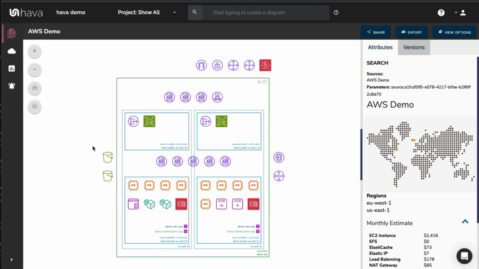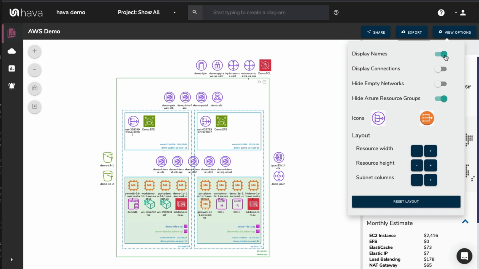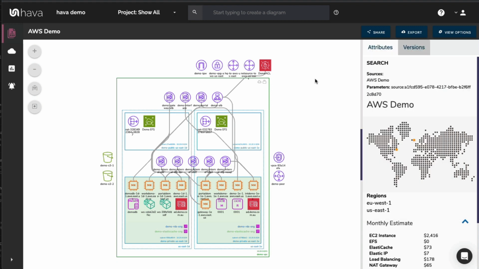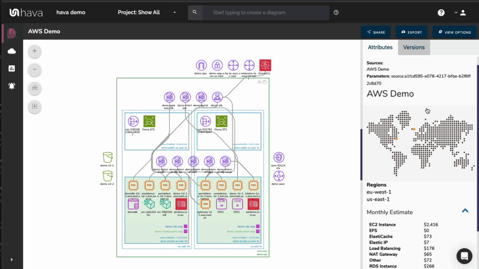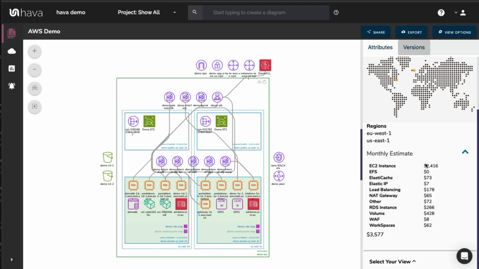If you look at this AWS VPC diagram, for instance, we've got a fairly clean canvas with the resources all mapped out. We can switch on names, and we can also switch on connections, like so. Across to the side with nothing selected, you have the overall environment details. Here we've got a map of where the regions are active. We've got a monthly estimate breakdown with the different services and what they're anticipated to cost for the month.